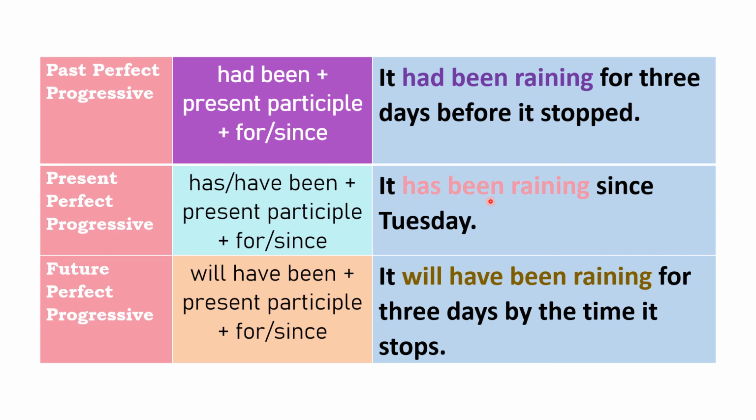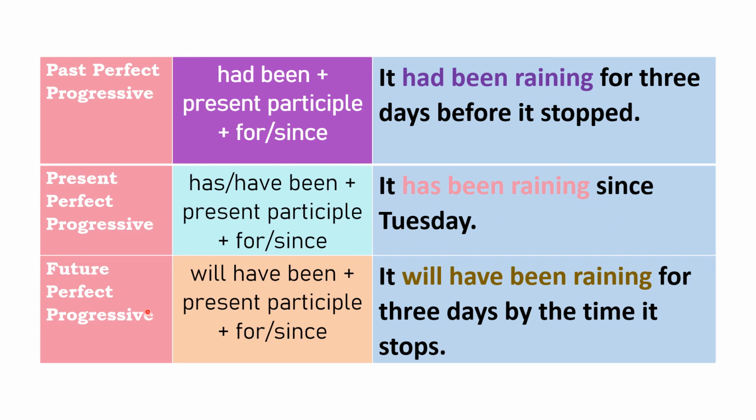It has been raining since Tuesday. Until now, it is raining. The rain started since Tuesday.